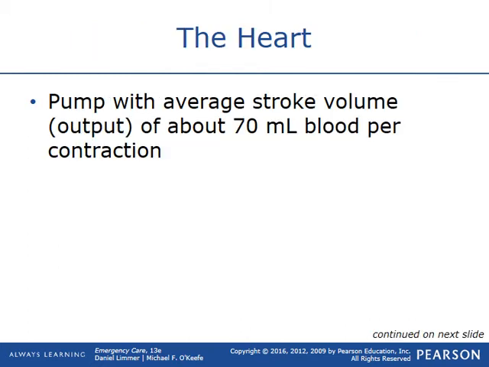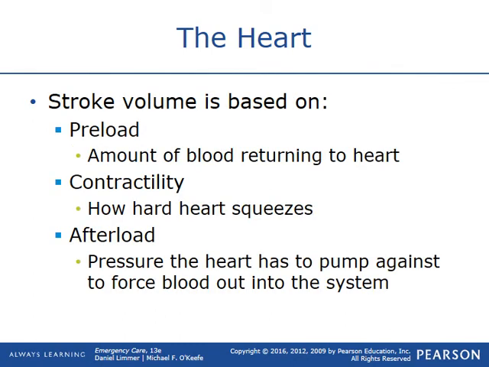The heart is the pump. It's going to pump with an average stroke volume, or output, of about 70 milliliters of blood per contraction. For the heart, stroke volume is based on preload. This is the amount of blood that returns to the heart. Also, it's based on contractility, how hard the heart squeezes, and the afterload, the pressure the heart has to pump against to force blood out into the system.